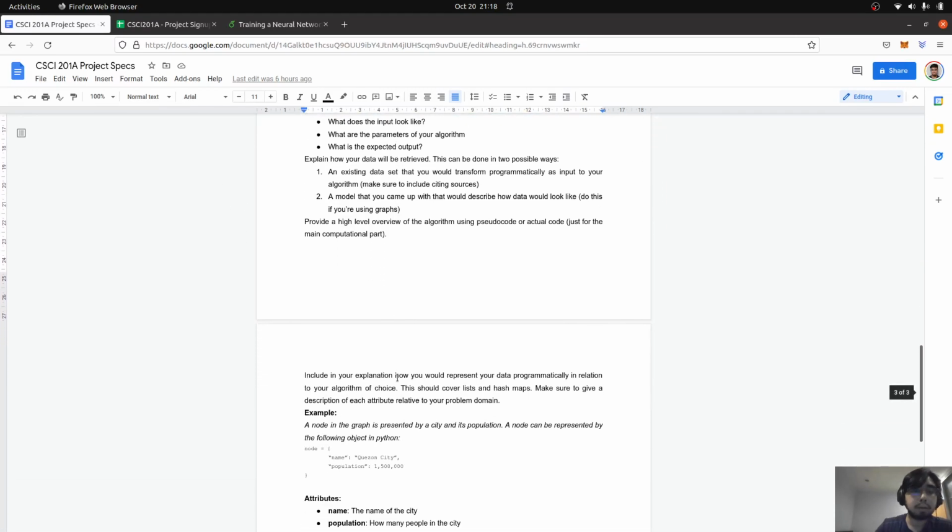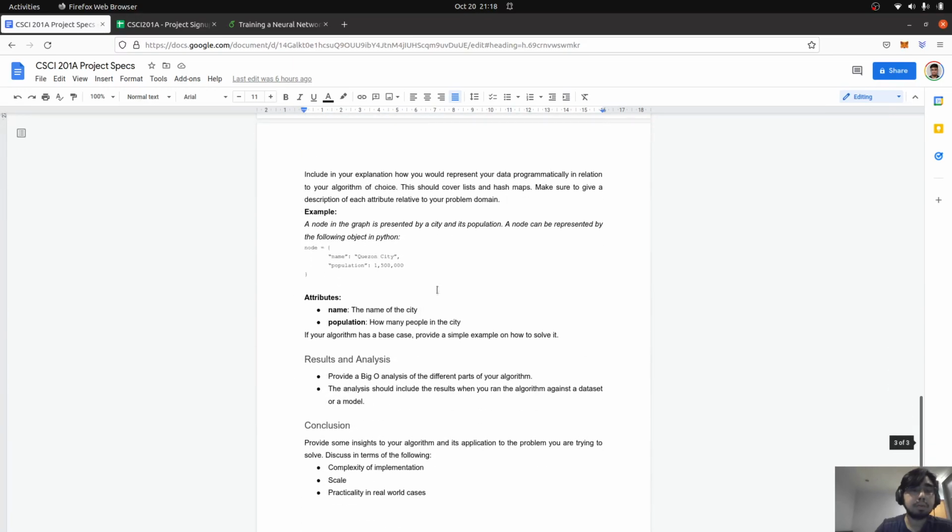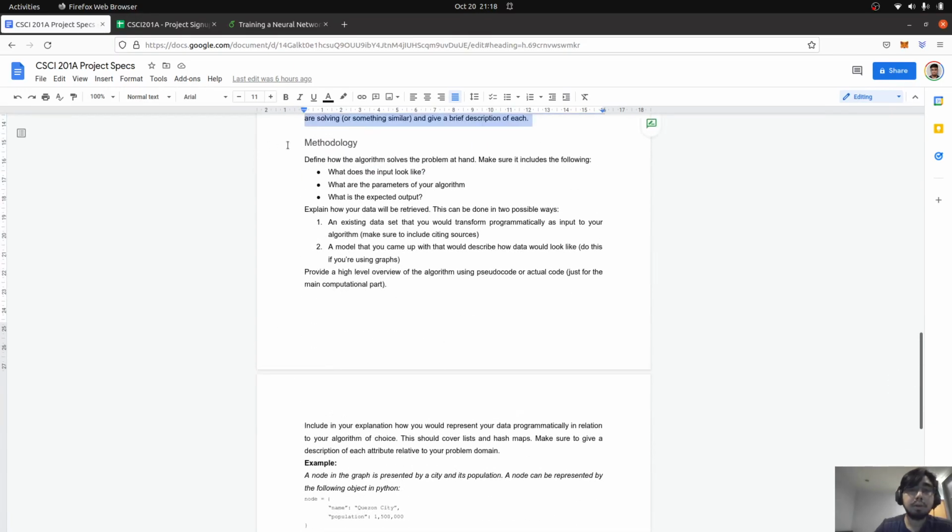Now, the heavy part will actually fall in the methodology as well as the analysis. So in the methodology, you should at least provide the following sections. What does the input look like? Okay, so if you're inputting a list of something, a queue of some sort, what would each element of the queue look like? Because in real-world scenarios, most likely this information is complex. So you might want to model it using a hash map, for example, to better describe the information and the data. Make sure that you also include what the parameters of your algorithm are.